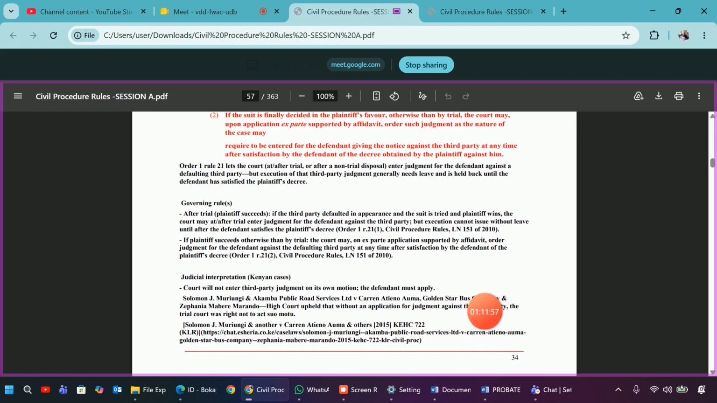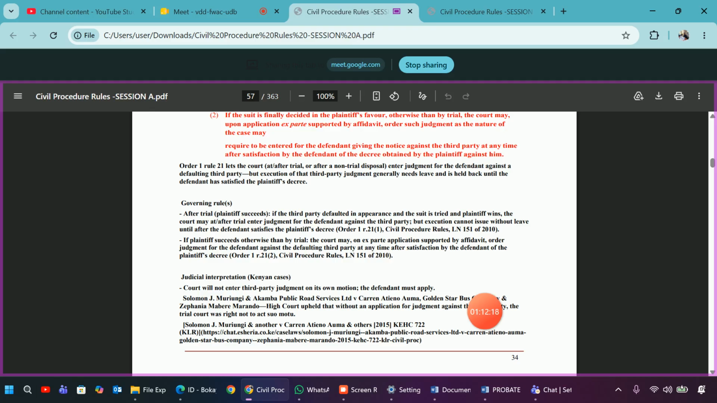So generally, for us to understand this part: after trial, if the plaintiff has succeeded and the third party defaulted in appearance, the suit is tried and the plaintiff wins, the court may at or after trial enter judgment for the defendant against the third party, but execution cannot issue without leave until after the defendant satisfies the plaintiff's decree.